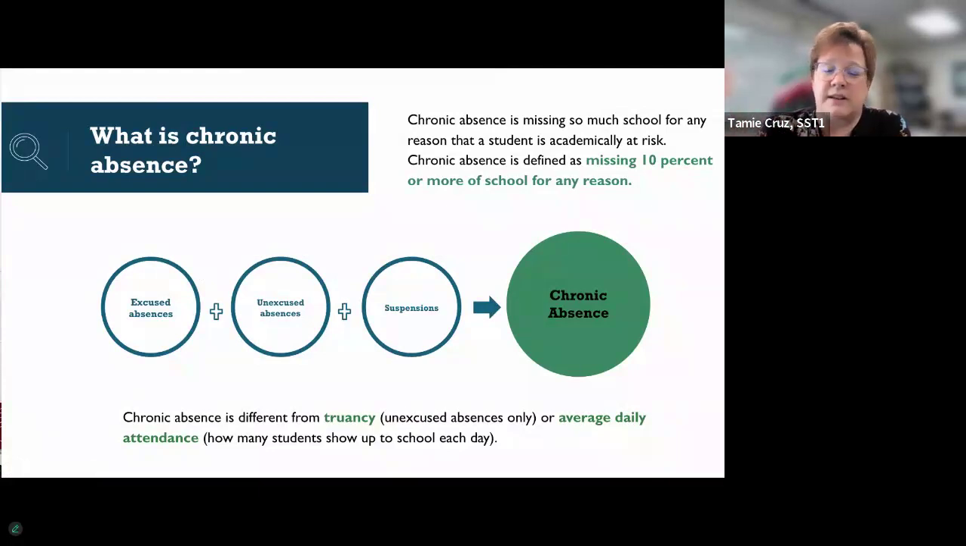It could be because they are suspended. It could be an excused absence, a doctor's appointment, a medical appointment, whatever that is, or it could be unexcused absences. It's all of those added together, and anything 10% and higher is considered chronic absenteeism. That equates to about two days a month. Two days a month missing can add up to 10% of school, and that becomes chronic absenteeism. In-school suspensions, if they're missing out on educational learning, Margie, they're still missing. They're still missing.